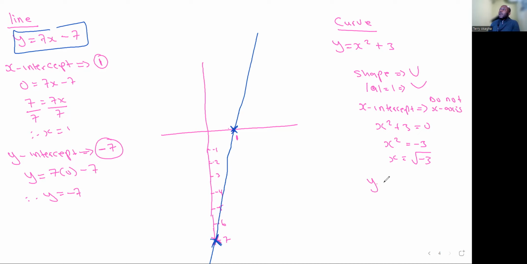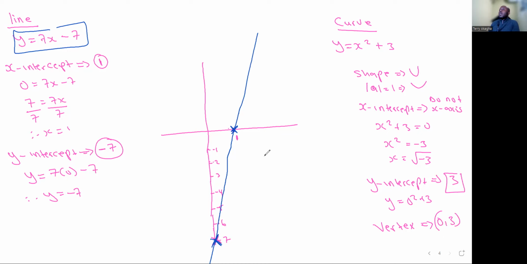Then we'll have to find the y-intercept. At the y-intercept, x is equal to 0. So it's going to give us y is equal to 0 squared plus 3, and that will give us 3. So the y-intercept is 3. And when you also do the vertex, I've done the vertex for you, either using the formula method or completing the square method. You also see that the vertex for this is going to be 0, 3, all right?